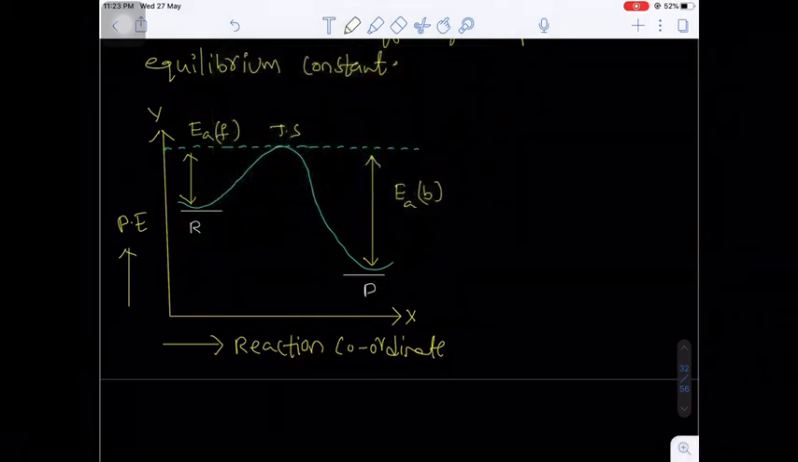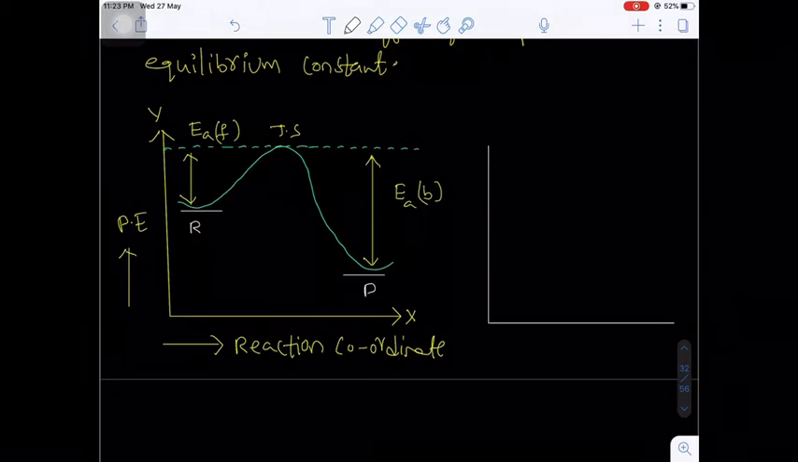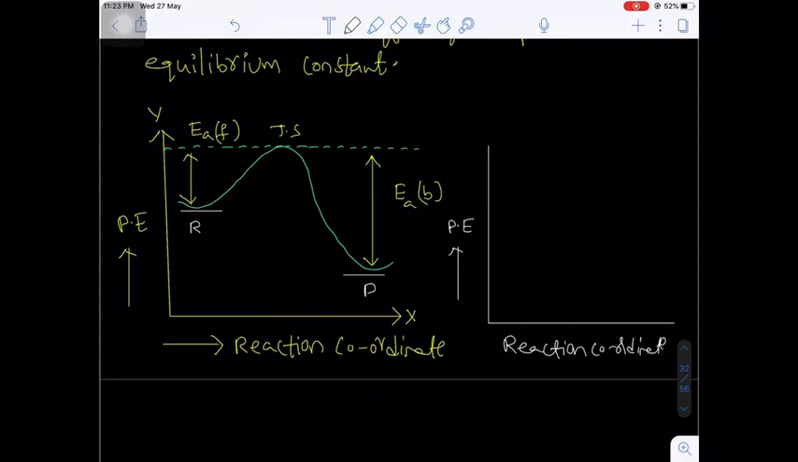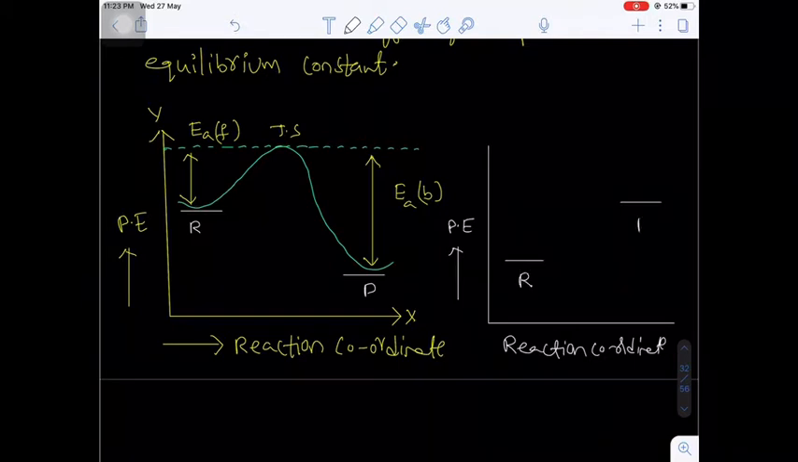Similarly, one more graph I am drawing, that is the endothermic reaction. Same, on the x-axis, reaction coordinate, on the y-axis, potential energy. Okay. Now this is the reactants energy, this will be the products energy.